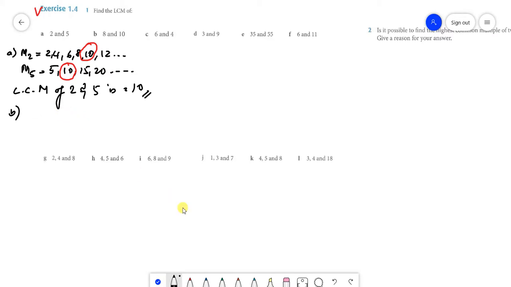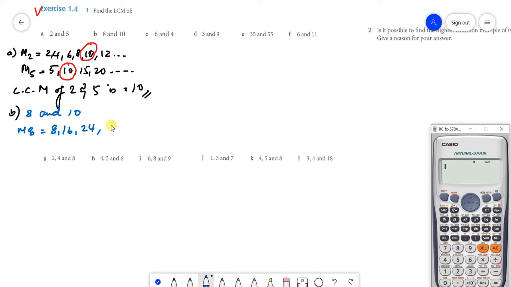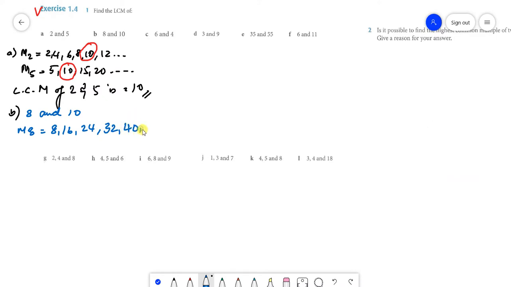Use a different color. So 8 and 10. We write m8 equals 8 1s are 8, 8 2s are 16, 8 3s are 24. Just in case, I don't want to make mistakes, so I will move on to the calculator. 8 times 4 is 32, 8 5s are 40, 8 6s are 48, and so on.